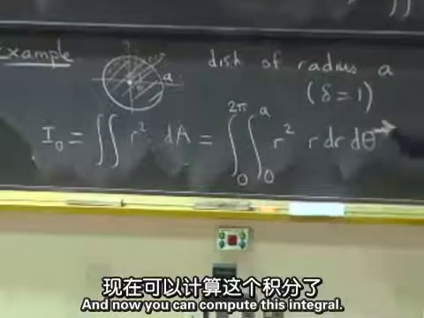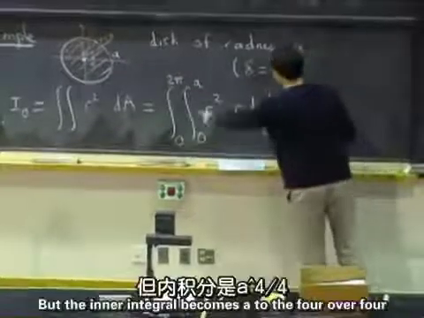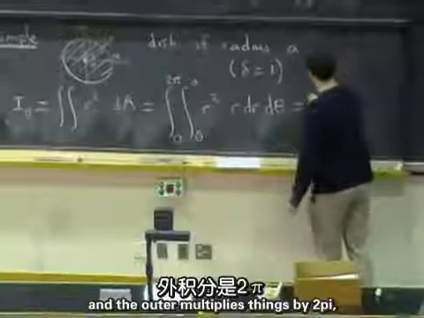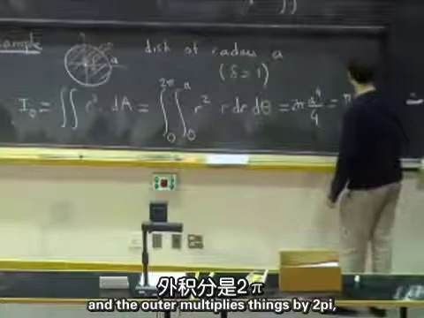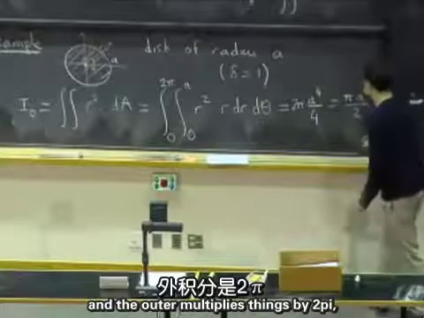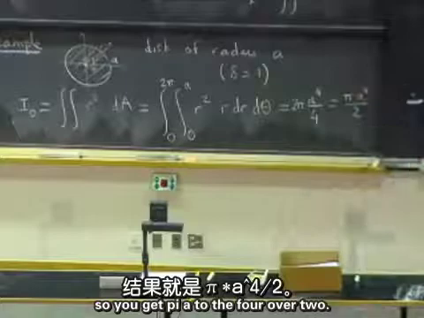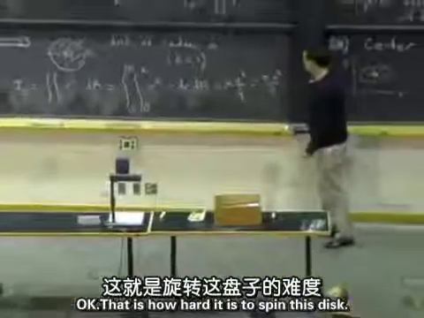Okay. And now you can compute this integral. Well, I'll let you figure it out, but the inner integral becomes a to the 4 over 4, and the outer multiplies things by 2 pi, so you get pi a to the 4 over 2. Okay, so that's how hard it is to spin this disk.